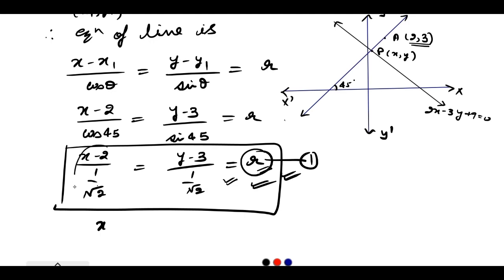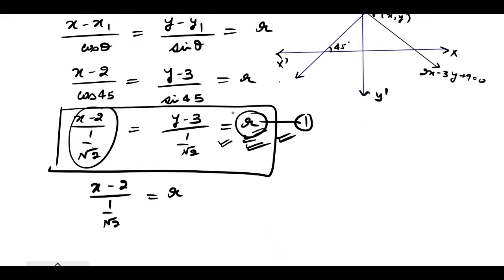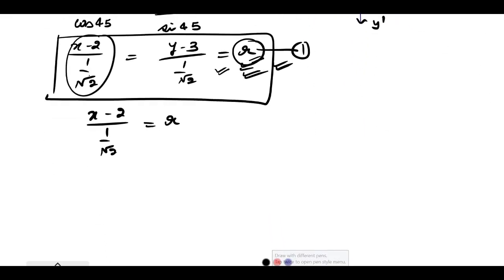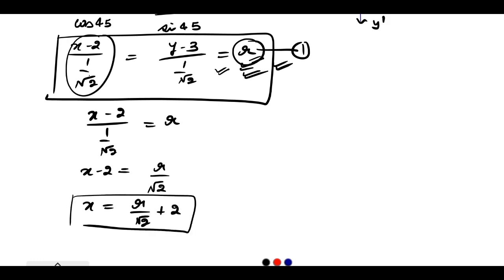First of all, we are taking this term, then (x minus 2) upon (1 upon under root 2) is equal to R. So x minus 2 is equal to R upon under root 2, and x is equal to R upon under root 2 plus 2. This is the x coordinate of P.